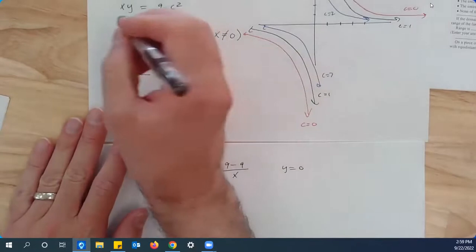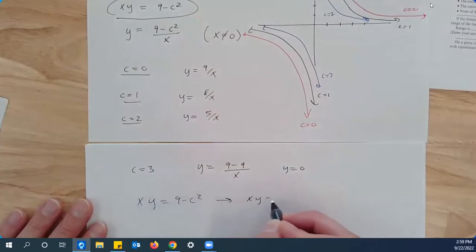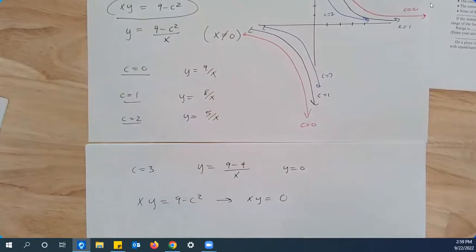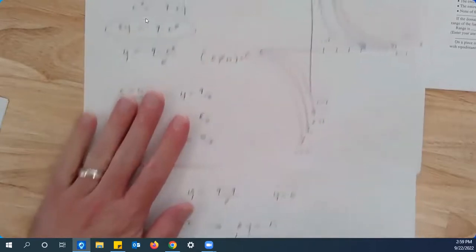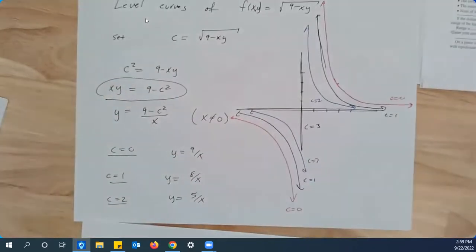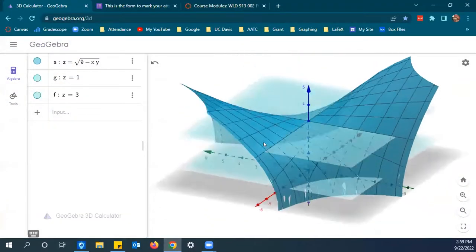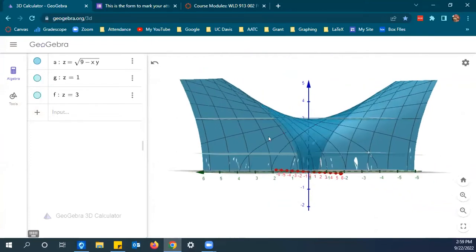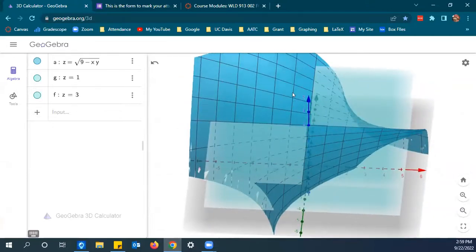If you go back to the original equation, you have x times y equal to 9 minus c squared. So you have x times y equal to 0. That actually leads to two lines. It leads to either x equal to 0, which is the vertical axis, or y equal to 0. So it's kind of weird to graph it, but this is the level curve when c equals 3. Kind of funky, but you can see it. This plane is intersecting that surface along that line and that line, which is exactly y equals 0 and x equals 0.